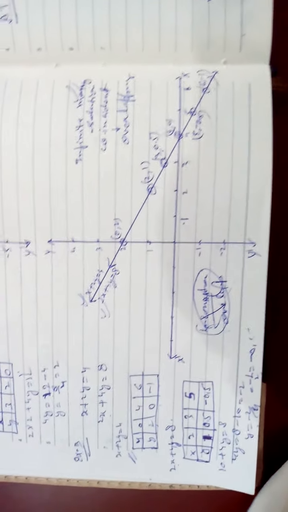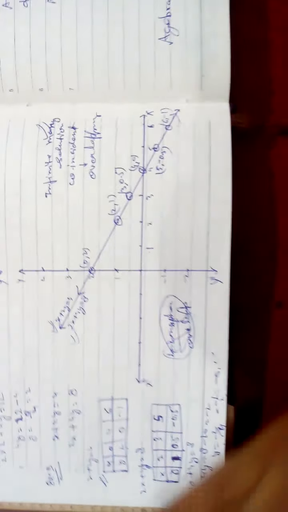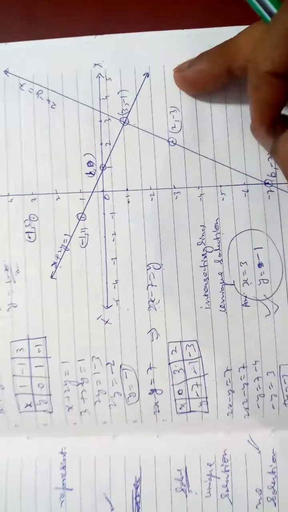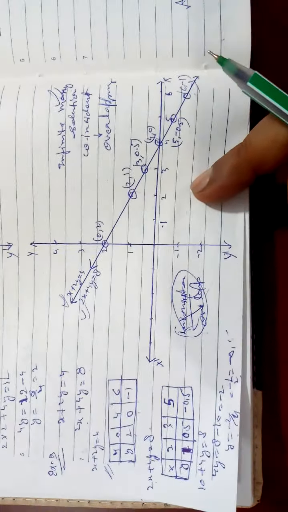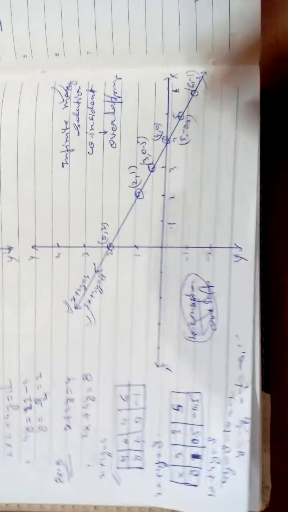These 3 types of graph only you will get. One is this, one is this, and another is this. Intersecting, or parallel, or overlapping. Inconsistent. Exercise 3.1.